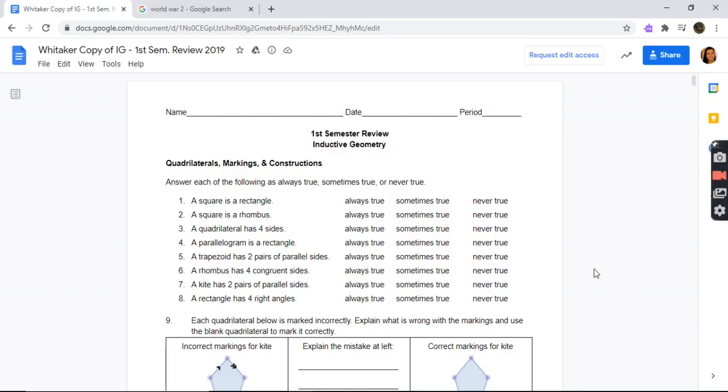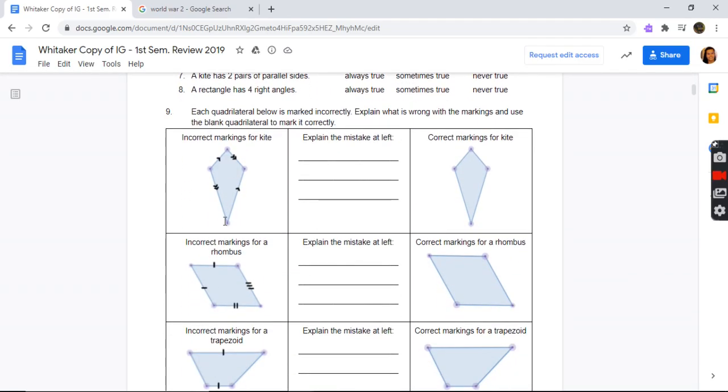Each quadrilateral below is marked incorrectly. Explain what is wrong with the markings and use the blank quadrilateral to mark it correctly. For example, this one is written: incorrect markings for the kite. The lines don't go there. The arrows don't really go there, but the correct markings for a kite are actually this one.